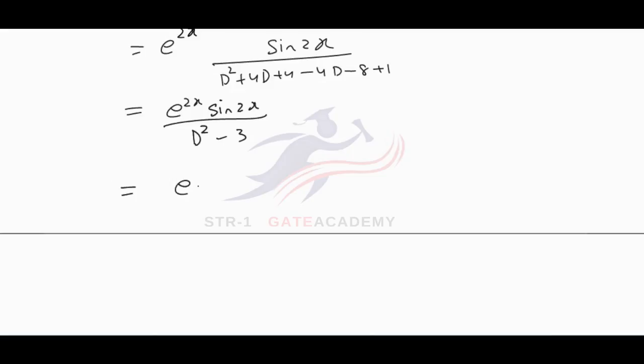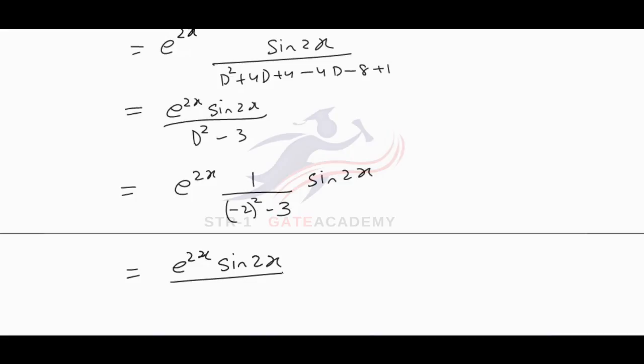this will become e raised to 2x upon minus 4 minus 3 into sine 2x. So it is nothing but e raised to 2x sine 2x by minus 7. It is not minus 2 square but minus a square, right? So this will become your answer. Clear? So this is how we normally calculate the particular integral. Now this becomes very clear to us how to solve a particular integral, right?